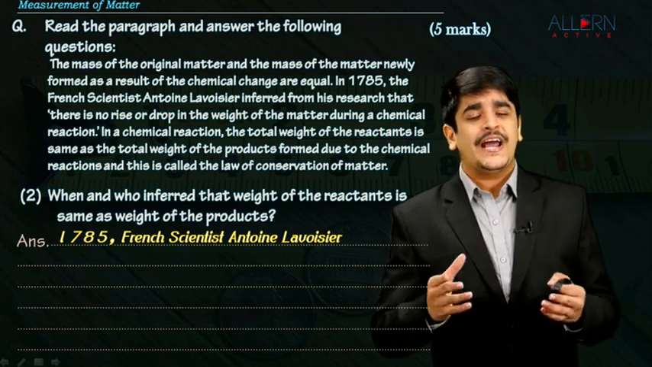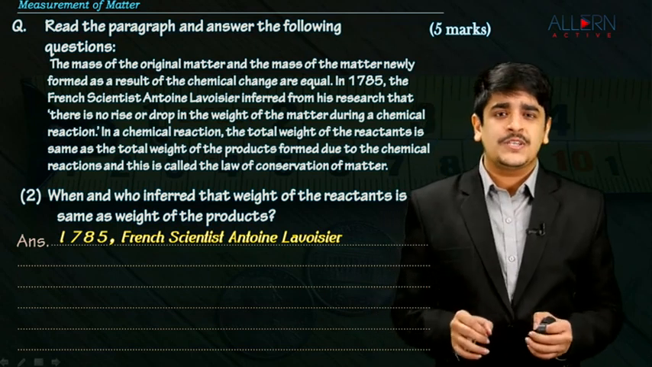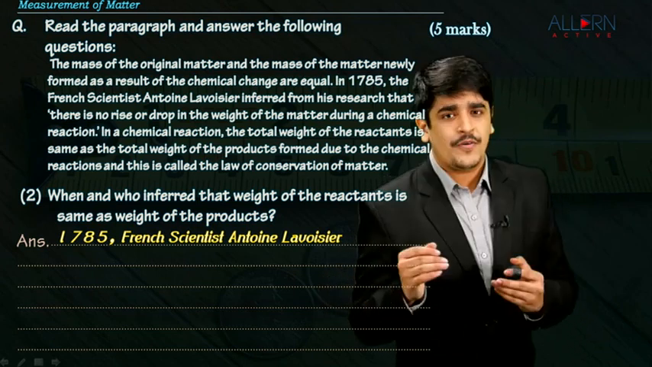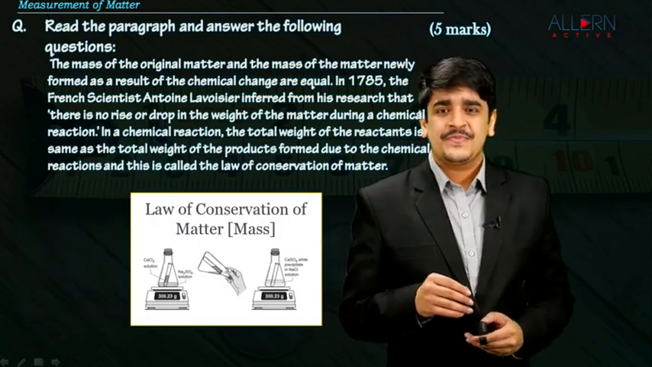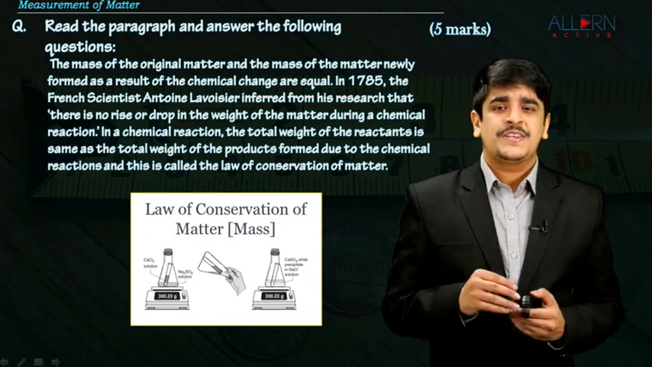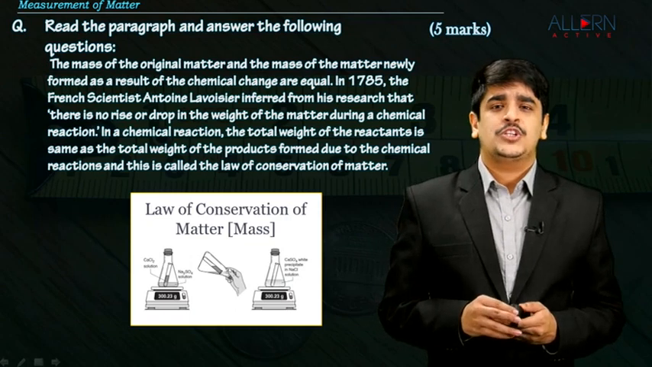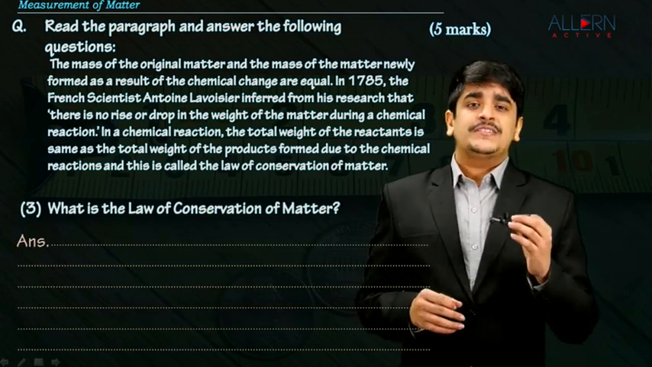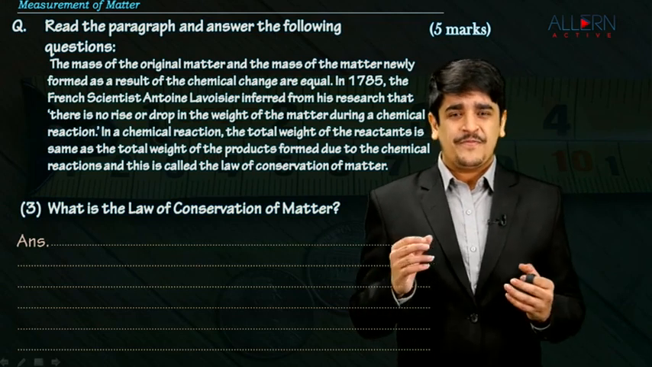French scientist Antoine Lavoisier is the person who is responsible for stating the law of conservation of matter, the law of conservation of mass. Finally, the law of conservation of matter, the law of conservation of mass looks somewhat like this. The diagrammatic representation is in front of you. What are we going to do? What is the law of conservation of matter? That's our final question. So think about this carefully.